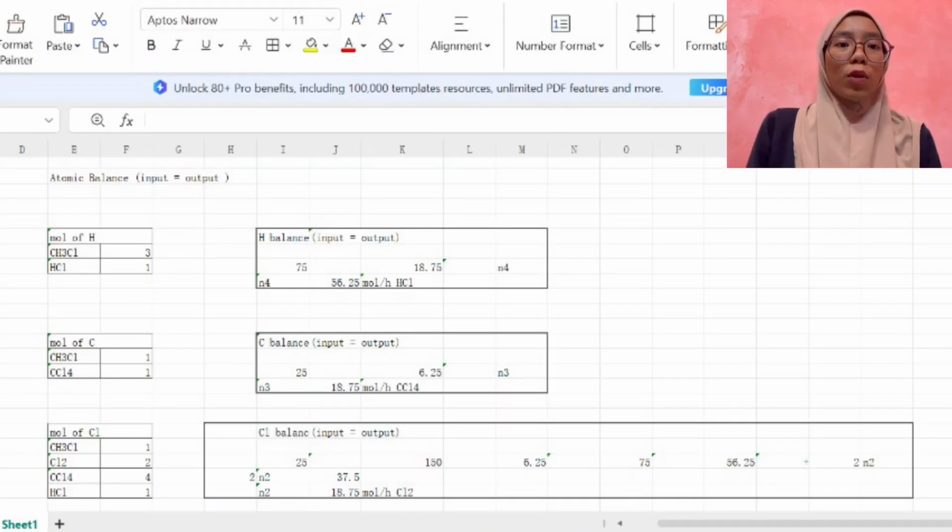And then I will use the calculation method of atomic balance, which is input equals output. So when I use the H balance, I will know N4 is 6.25 mole of HCl, and from the C balance I got N3 at 18.75 mole of CCl4, and from the Cl balance I got N2 at 18.75 mole of Cl2.